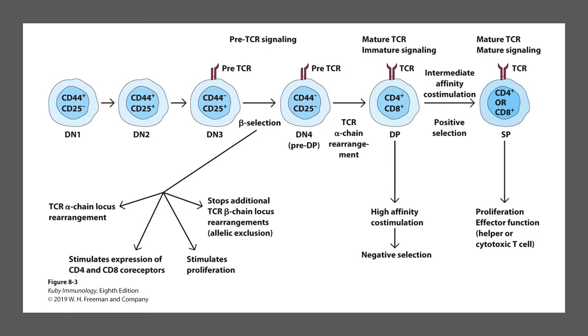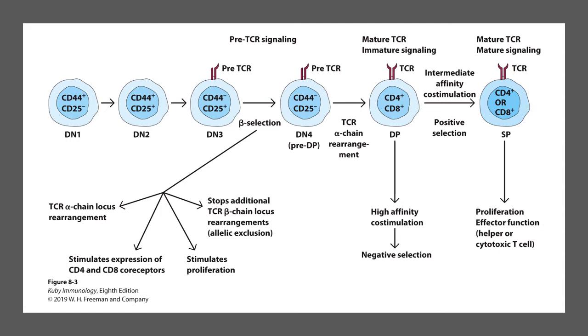If they actually make a functional beta chain, cool. If they make a gamma delta chain, also cool. But at this stage, they start to express that T cell receptor. They lose expression of CD44. Basically, that's being replaced by, look, I made a T cell receptor. And you still maintain expression of CD25. Then they go through what's called beta selection.